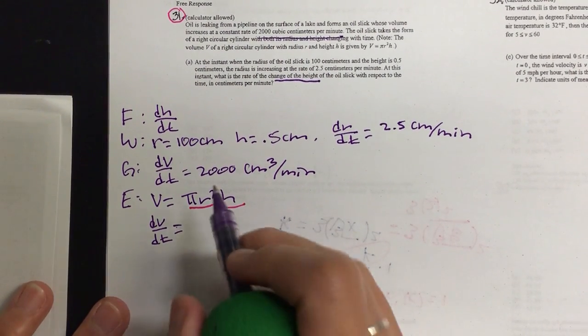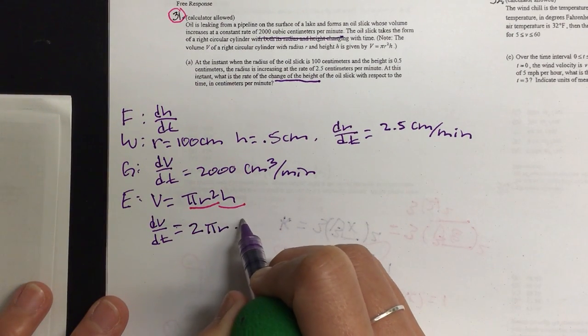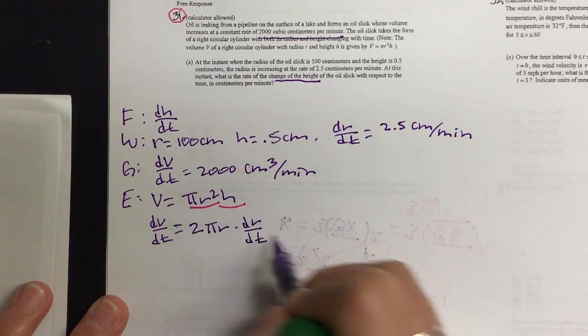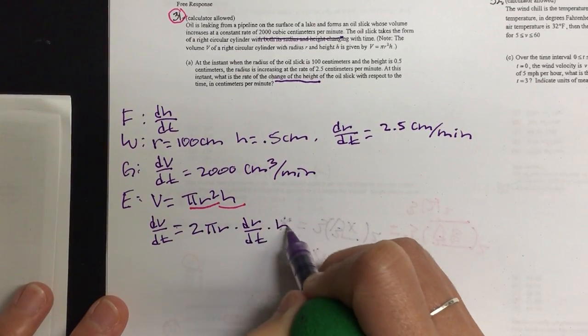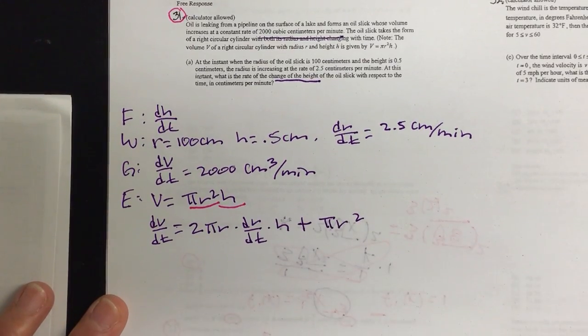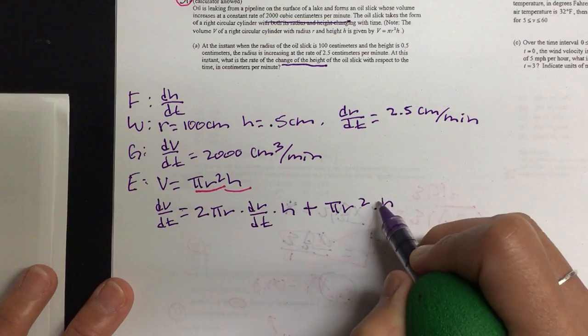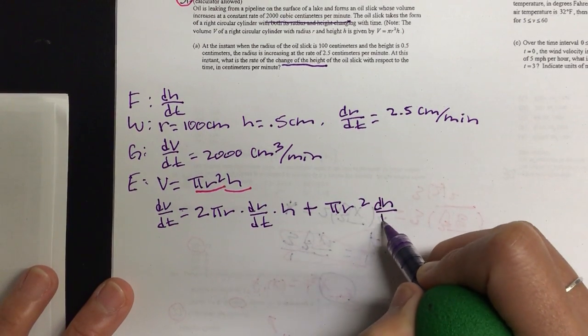Pi r squared derivative is 2 pi r. And then we have to put in dr over dt, times the second one as it is, the height. Plus, I keep the first one as it is. The derivative of h is just 1. But I also need to add on to what? dh over dt.